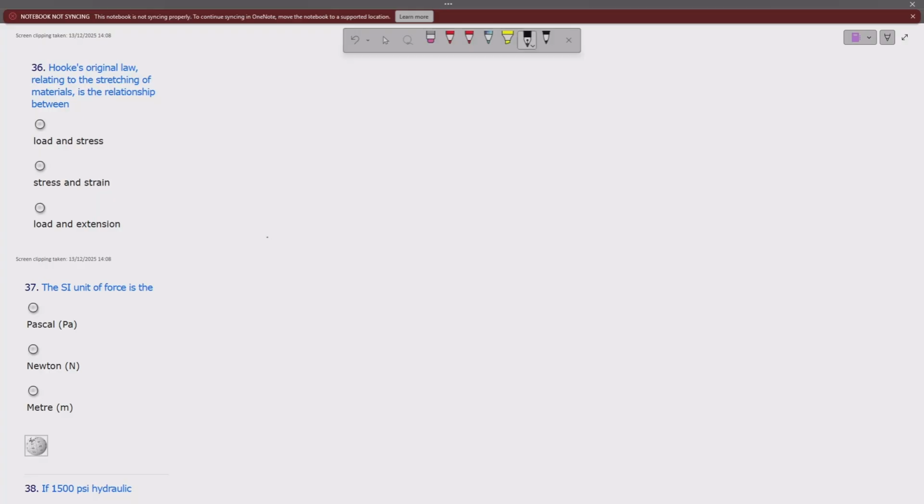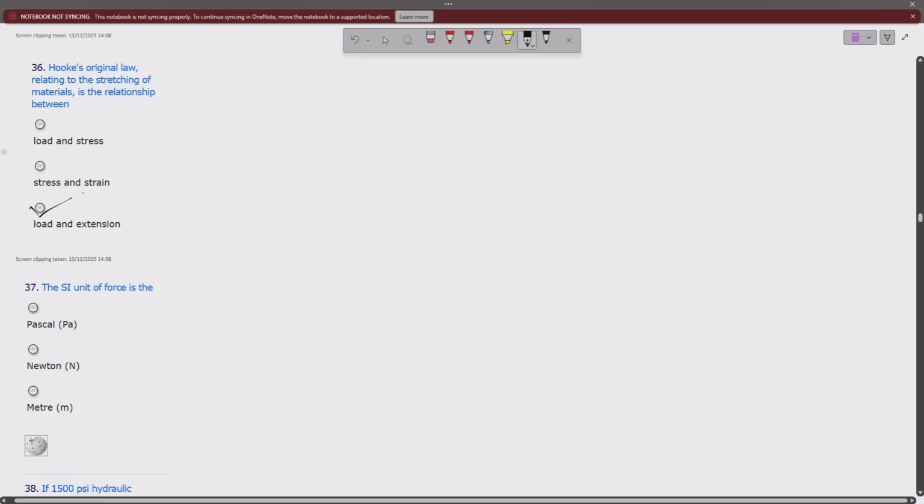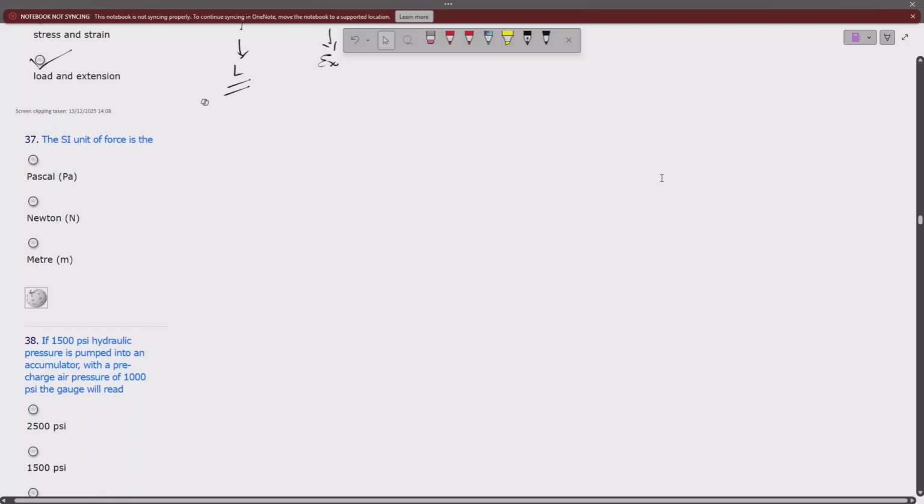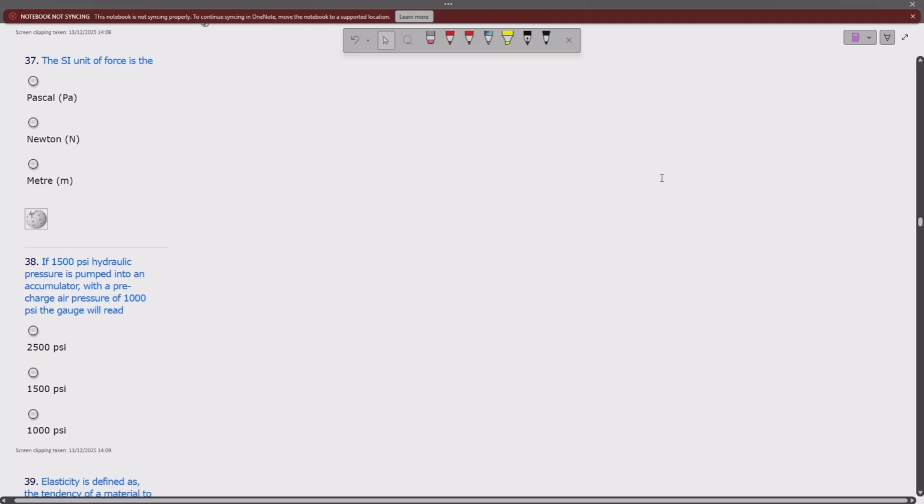(36) Hooke's original law relating to the stretching of materials is the relationship between load and extension. So we take Hooke's law, because that is the extension, that is the force or load. The SI unit of force is the newton.